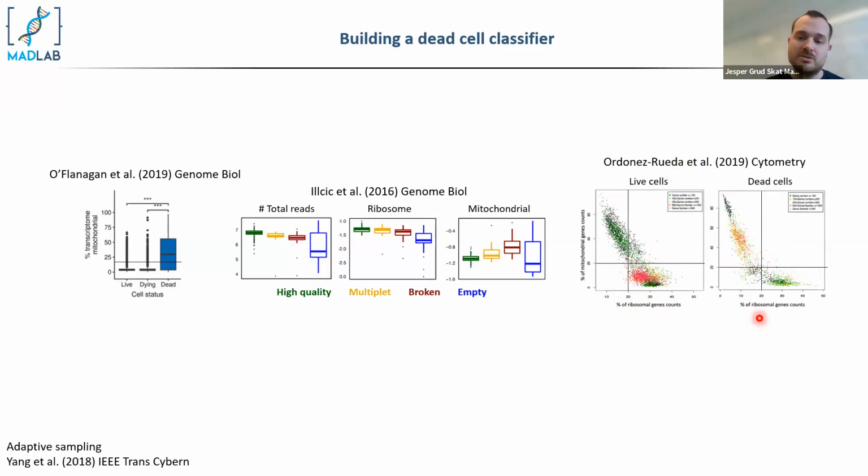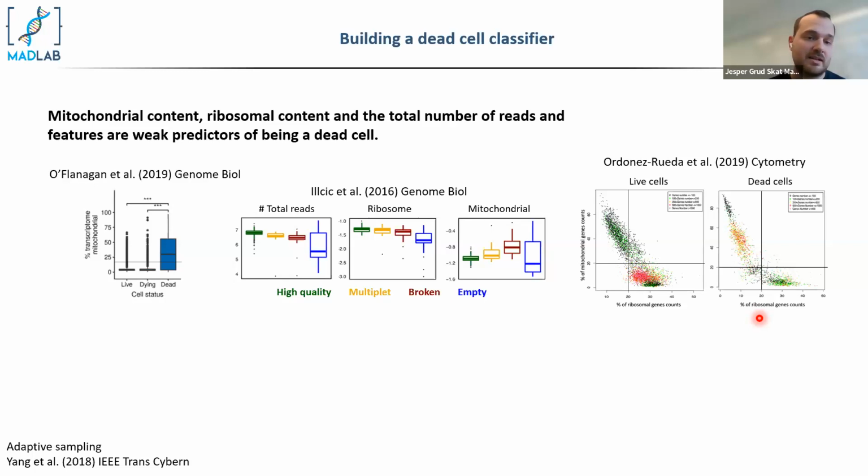So it seems that we can use these quality metrics to generate labels. And that's exactly what we did. We used these labels as a weak predictor of being a dead cell. So we have noisy labels based on these metrics. And then what we did is that we took and made a principal component analysis. And we used a setup called adaptive resampling.